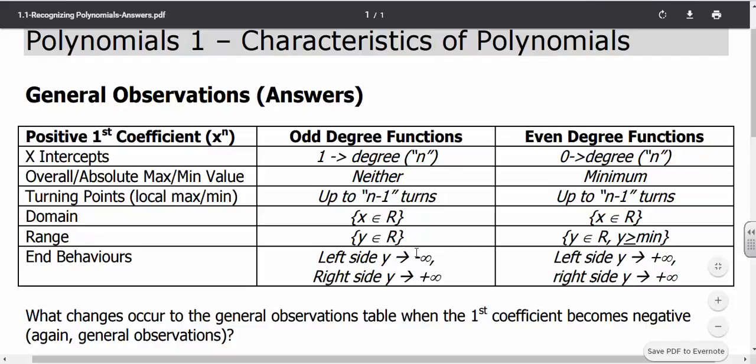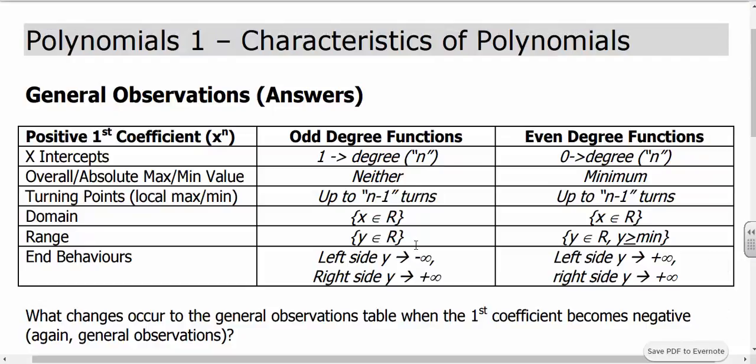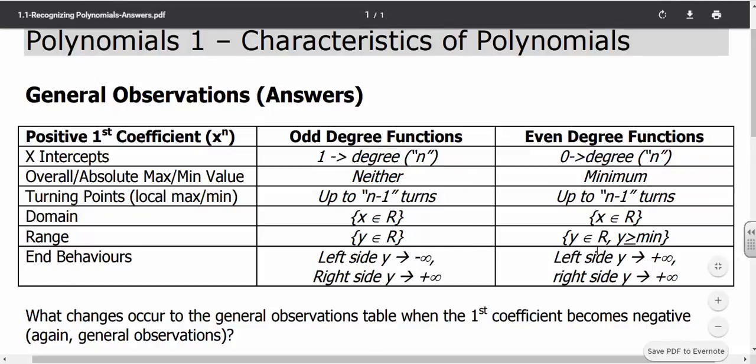I want to quickly go through basically a summary of what we saw doing the investigations for characteristics of polynomials. So this is the solution or the set of answers that I posted.